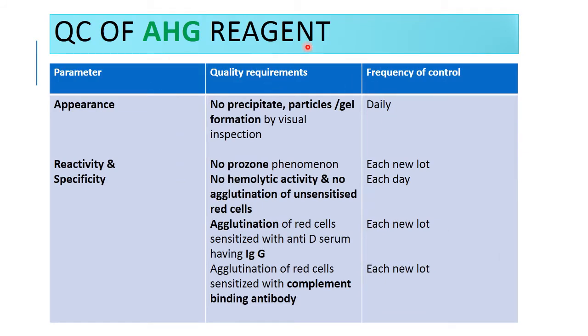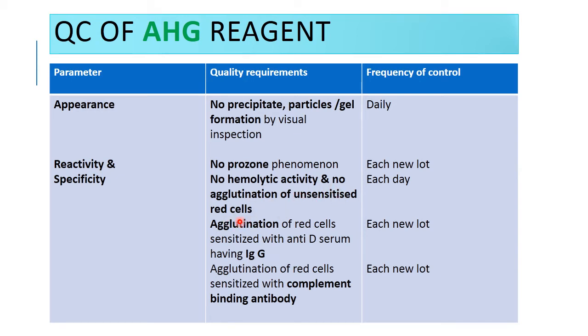Quality control of AHG reagent. AHG is also the Coombs reagent. Here also we are checking for the appearance. There should not be precipitate, particles or gel formation by visual inspection. This is done on a daily basis. Reactivity: there should not be any prozone phenomenon, no hemolytic activity and no agglutination of unsensitized red cells. So see that the AHG reagent does not show a reaction with the unsensitized cells.